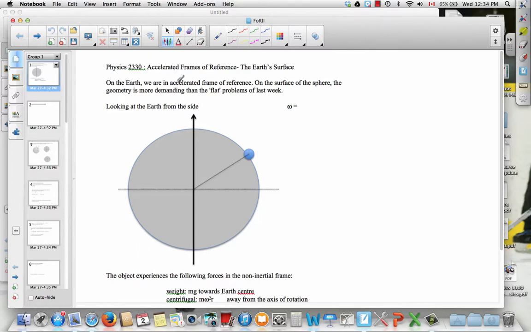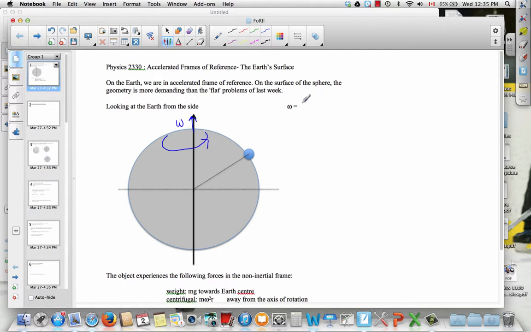Okay, so we're going to look at accelerated reference frames, but now instead of being on a flat surface, we're going to work up to actually being on a sphere. Now, if we look at the Earth from the side, this is the North Pole up here, and the omega vector will be pointing like this, as the rotation is from the west toward the east in a right-hand sense. So the rotation's going this way.